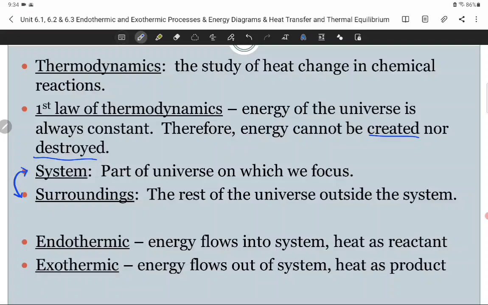And by the way, we're always going to talk about the system by default. If energy flows into the system, energy was absorbed, and in that case, energy would be on the reactant side. If it's exothermic, energy flows out of the system, and energy would be on the product side.